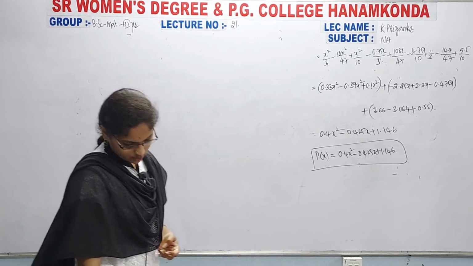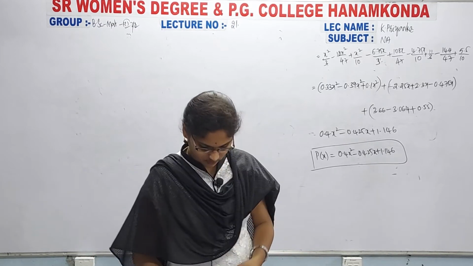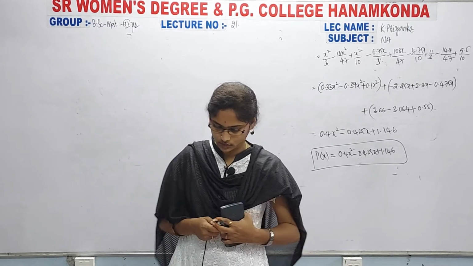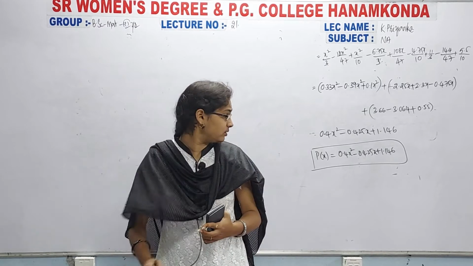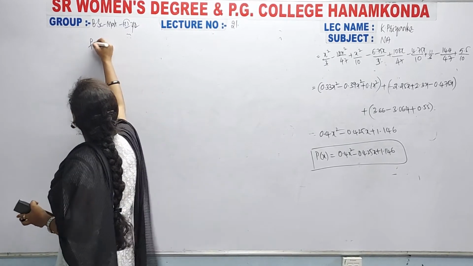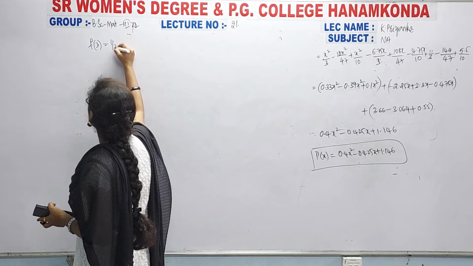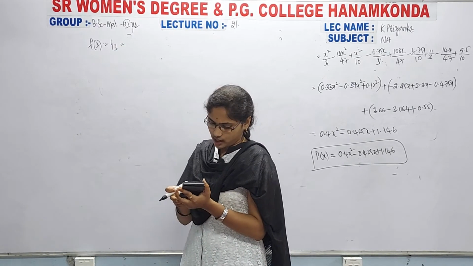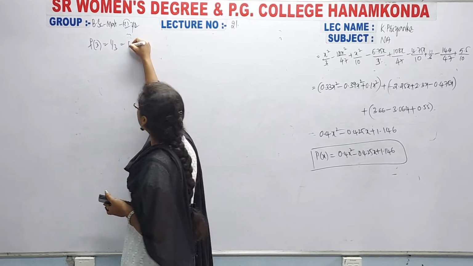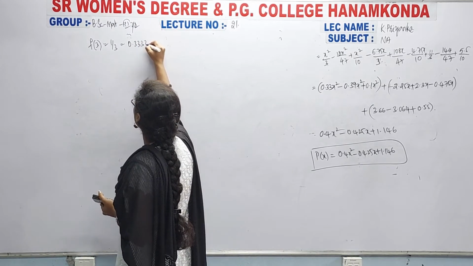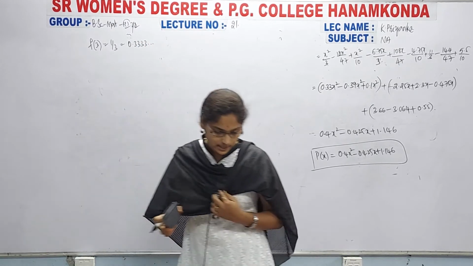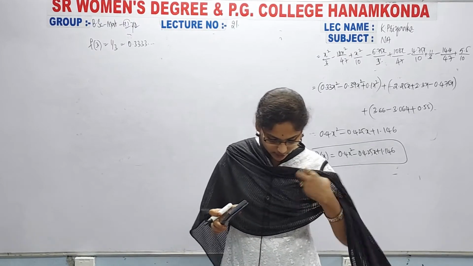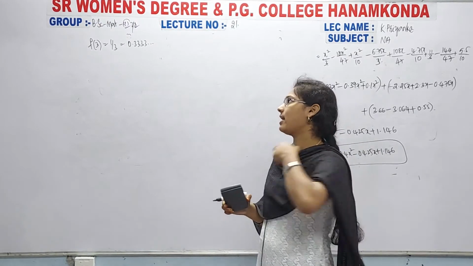f of 3 is equal to 1 by 3. So now here f of 3 is equal to 1 by 3. The value is 0.333, we know that. Otherwise you can calculate and we will get 0.333 and so on. So what they are asking is to use this polynomial to approximate the f of 3 value.